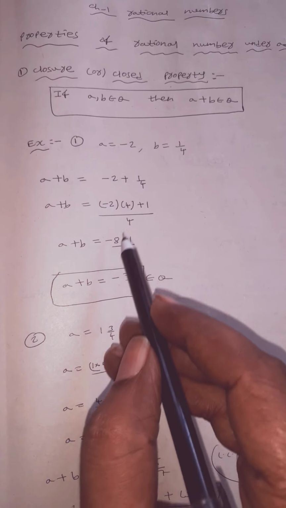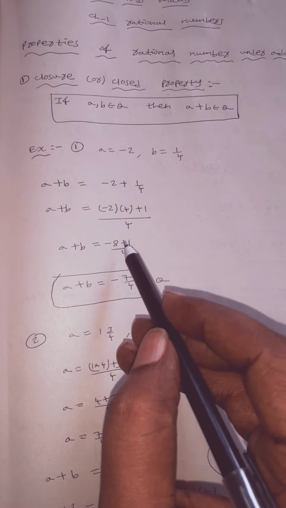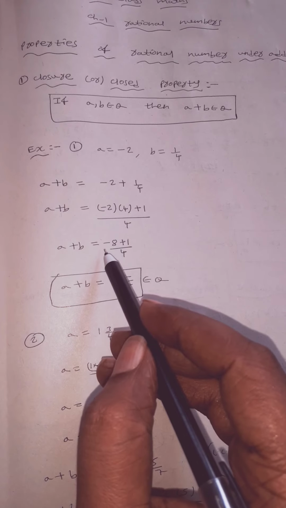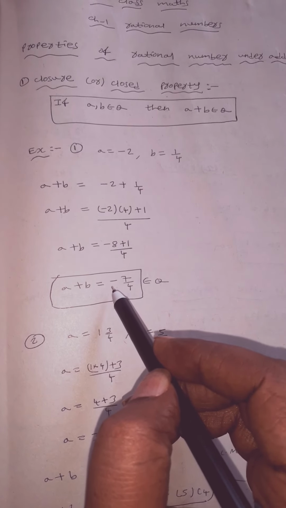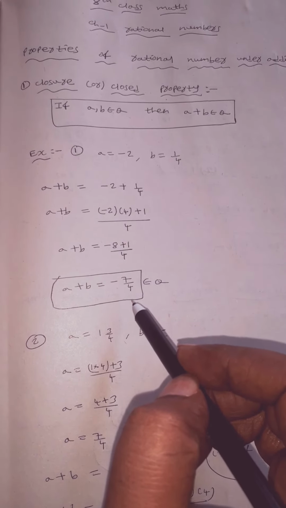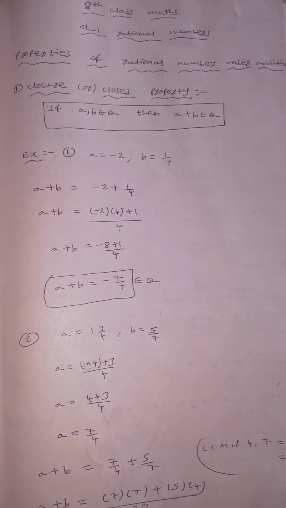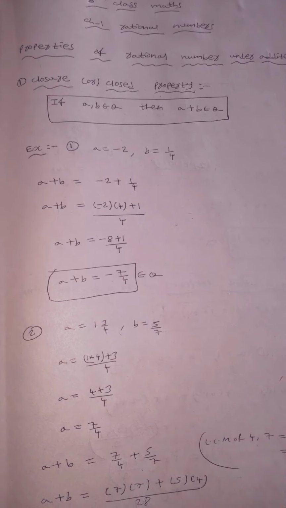So -2 into 4 is how much? -8, children. Right, plus 1 as it is. So the big number is having the negative sign, so the answer will come in negative. So 8 minus 1 is 7 by 4. Overall answer is -7 by 4. That also belongs to Q, children.